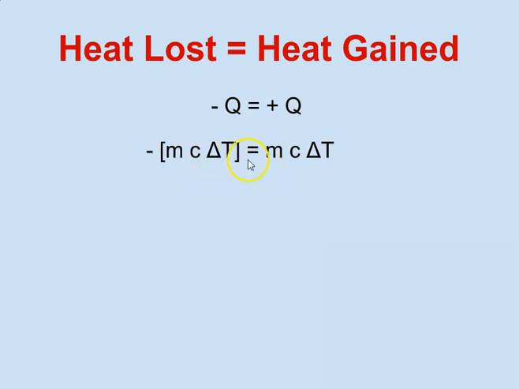Now, we have 2 different masses. Why are there 2 different masses? What do the variables on this side represent? The mass and the specific heat and the delta T. But the mass of what? What are we talking about?